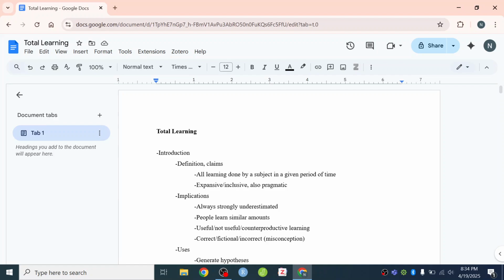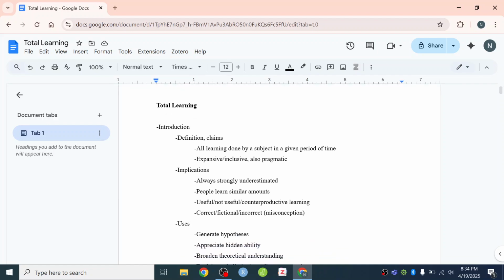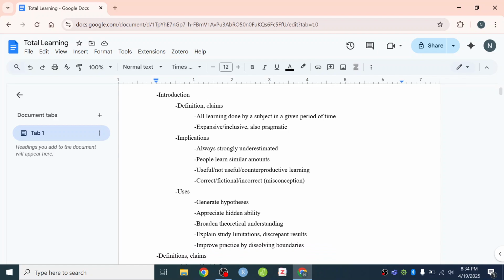And so we can also think about the learning that people are doing as being correct, fictional, or incorrect, being a misconception, as it's been called in the literature. Okay, and then once we talk about the basic definition and the implications, I'll be talking as well about the uses of total learning. What is the point of adopting this framework and this perspective on learning?